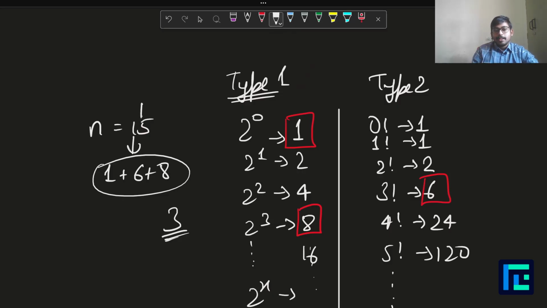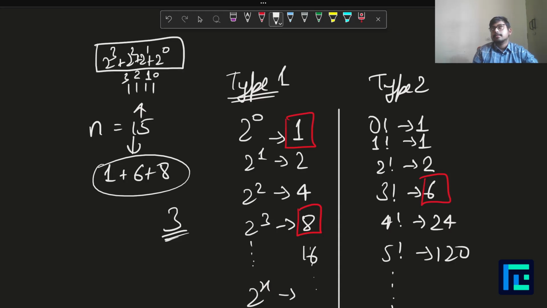Like 15, the binary representation of 15 is 1111, where this one is for 2 to the power 0, this is for 2 to the power 1, 2 and 3. So basically 15 is 2 to the power 0 plus 2 to the power 1 plus 2 to the power 2 plus 2 to the power 3. So 2 to the power 3 is 8, 2 to the power 2 is 4, 2 to the power 1 is 2, and 2 to the power 0 is 1. So this is what 15 is.